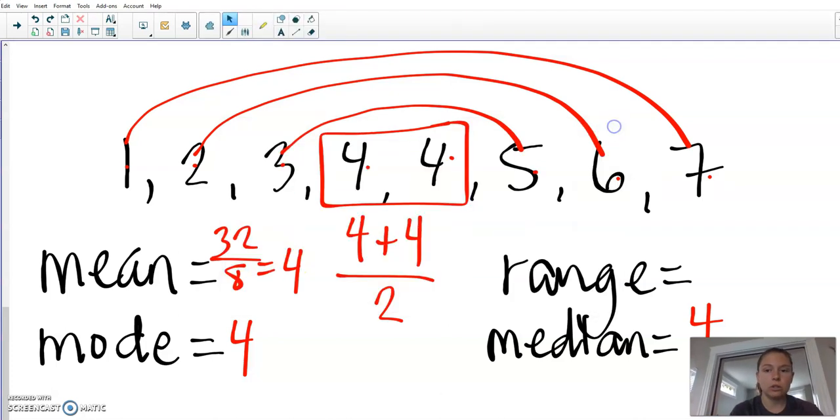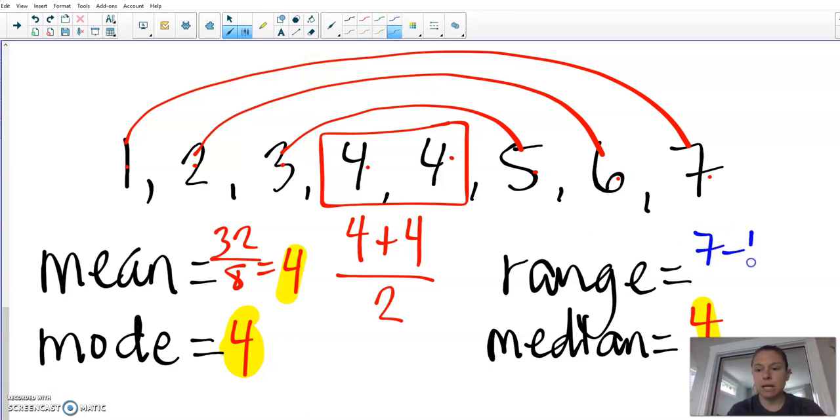Oh, goodness gracious, what just happened? Let's see here. 4, 4, 4. All right, that leaves us with our range. Remember, that is big minus small. Let me get back to my pen here. And that would be 7 minus 1, which is 6.